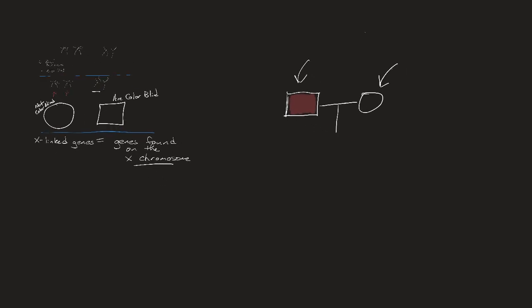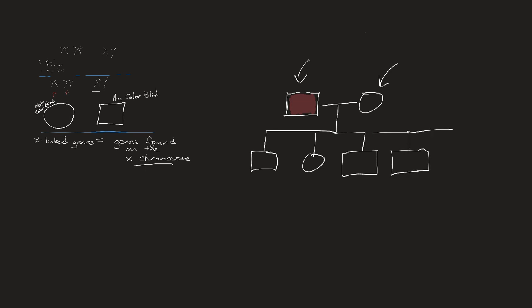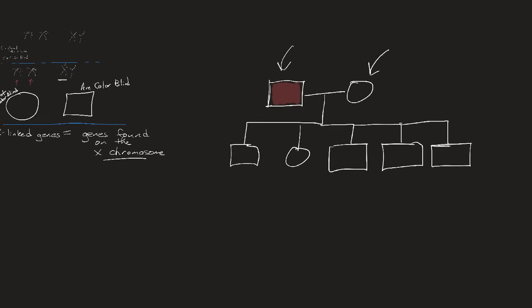But what we expect to see in a pedigree where you have an X-linked recessive trait is that you're going to get mostly boys having it. You get a girl having it? Yes, you can get a girl having it, but it's less likely. But they're not getting it from the father.